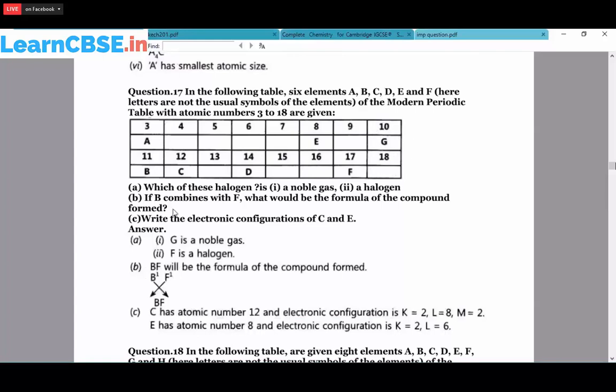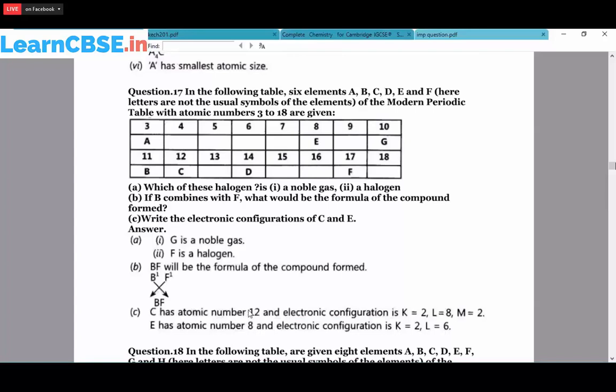If the B combines with F, what would be the formula of the compound? Okay, so the B is having a 1 charge, F is having the 1 charge, so it forms the BF. Write the electronic configurations of the C and the E.